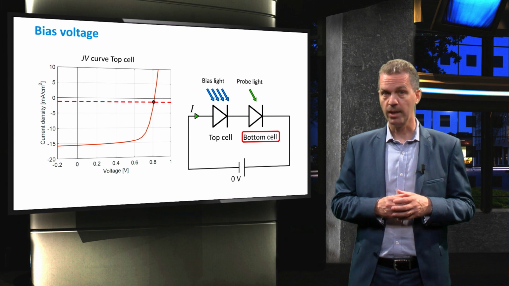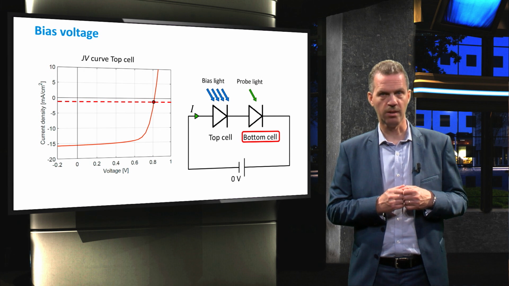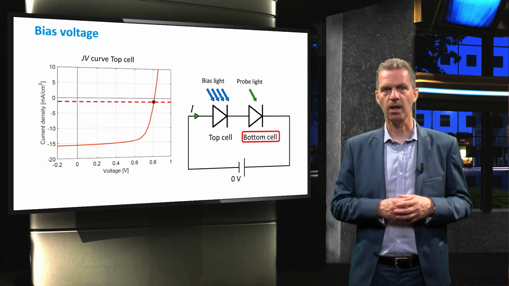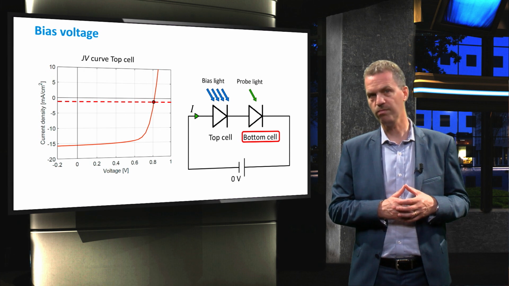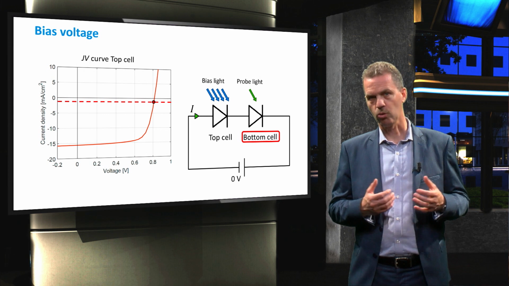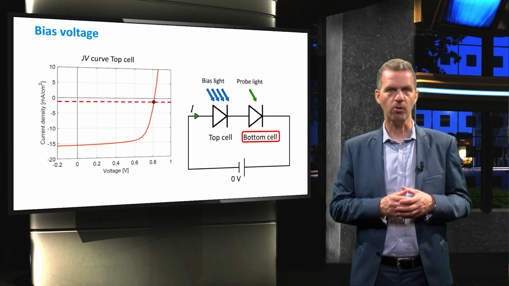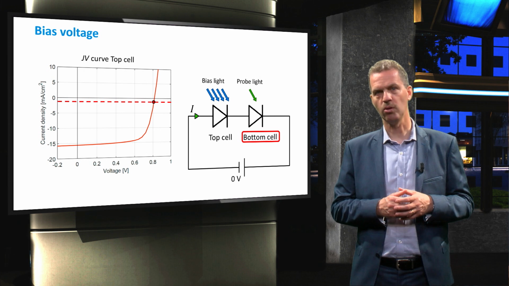If we were to apply 0 volts across the entire cell, such that the tandem cell in total would be in short circuit conditions, the top cell would be operated in forward bias, while the bottom cell operates in reverse bias. To compensate for this, we will have to apply a bias voltage such that the bottom cell operates in short circuit conditions when we measure its external quantum efficiency.